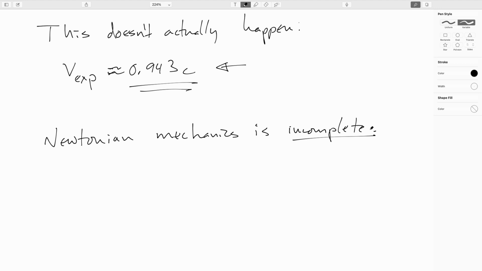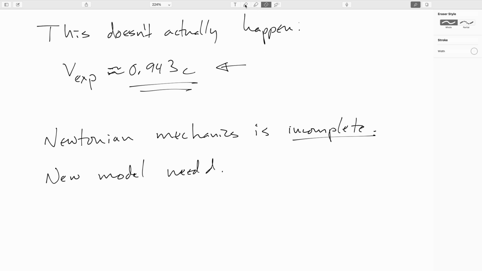Now, what we are going to need is a new physical model that will replace Newtonian mechanics. But we can't just up and do it willy-nilly. Newtonian mechanics was incredibly successful over a large range of problems. And so any new model that we come up with, we're going to have to show how Newtonian mechanics was a limiting case of this new model. This is called the correspondence principle.